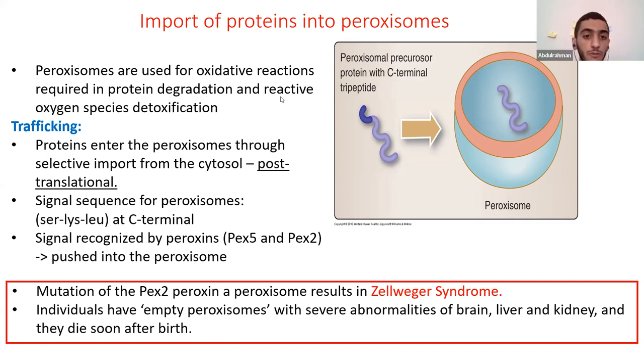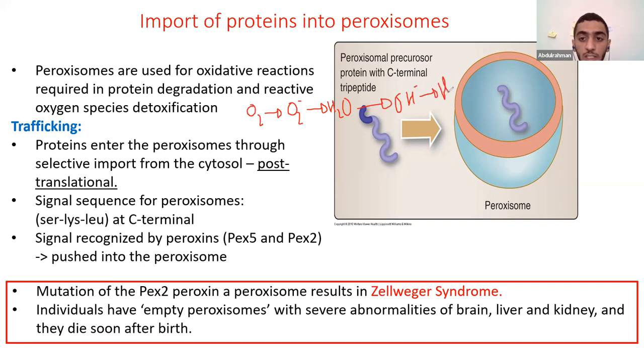Let me explain real quick the reactive oxygen species detoxification, so that you understand it properly. This is not important for you guys, but just so you understand. Basically, there is an O2 which gets reduced into a superoxide, which is O2 minus, and it gets reduced again into hydrogen peroxide. Then it gets converted again into a hydroxyl free radical, and then it's converted to water.